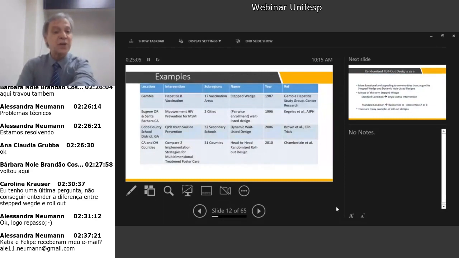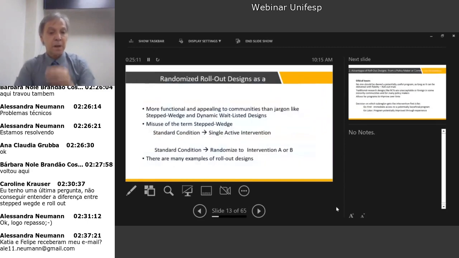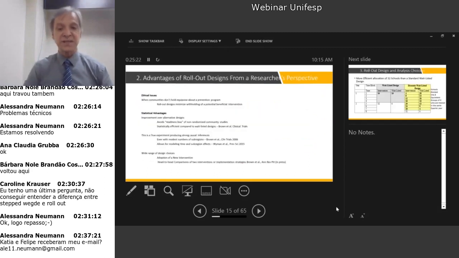Okay, here are some examples. Read those papers. Kagalis in AJPH, American Journal of Public Health, in 1996. So: standard conditions, single active intervention, standard condition, randomized intervention. There are many examples of rollout designs or wedge designs.